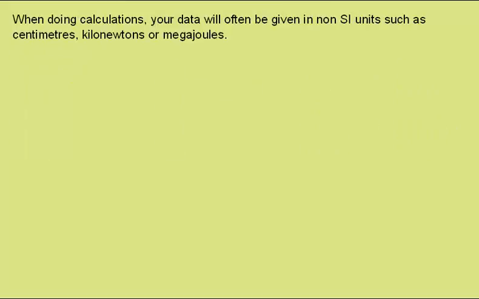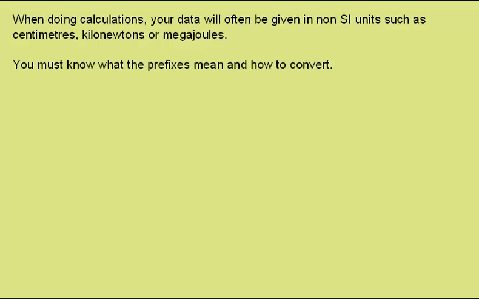When doing calculations, your data will often be given in non-SI units, such as centimeters, kilonewtons or megajoules. You must know what the prefixes mean and how to convert. So I'll run through a list of the prefixes you need to know. 10 to the -12 is known as pico, and the abbreviation is a lowercase p. We tend to go up in thousands, so 10 to the -9 is known as nano, abbreviation lowercase n.